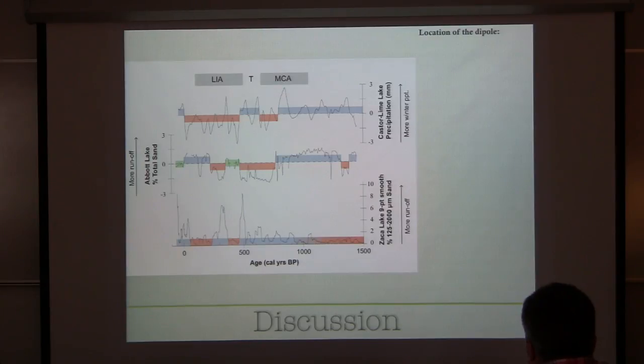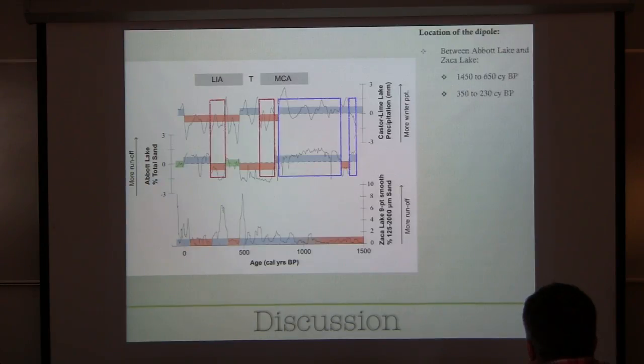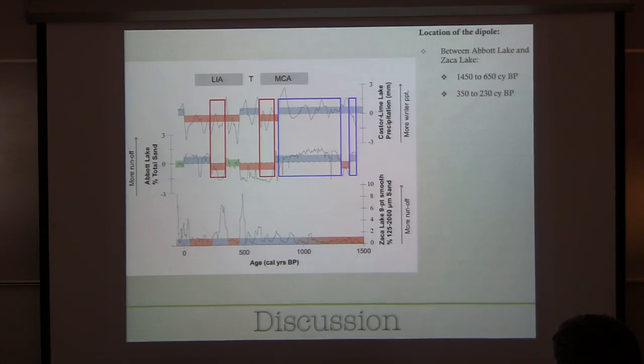And you'll see that the top 2, Castor and Abbott, are standardized, so you can see that the average is that black dashed line. Zaca's not standardized, but the wet-dry series were established from regime shift analysis done by Kirby. So when we compared all 3, we found that in the highlighted regions, the dipole is between Abbott and Zaca Lake because we see that Castor and Abbott are always in phase, meaning they have the same climate regime at that time, whereas Zaca on the bottom is antiphase, it has the opposite climate regime during those times.